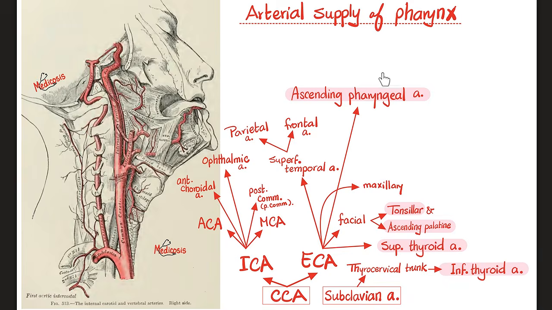Arterial supply of the pharynx. First, ascending pharyngeal artery. Where did that come from? This is one of the branches of the external carotid artery. Second, tonsillar artery. Where did that come from? From the facial artery of the external carotid artery. Third, ascending palatine artery, also a branch of facial, which is a branch of the external carotid artery. Fourth, superior thyroid artery, which is a direct branch of external carotid artery. And inferior thyroid artery, which is not a branch of the external carotid, but instead the inferior thyroid came from the thyrocervical trunk, which came from the first part of subclavian artery.